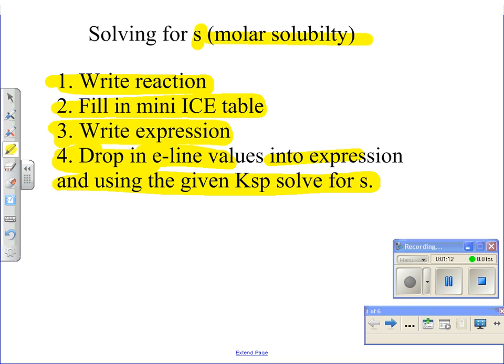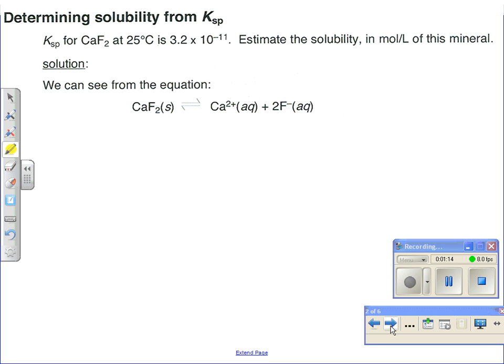So what does a typical problem look like? Here's a typical problem. They want to know what the solubility is. That's going to be S. As soon as you see solubility, you know they're asking us to solve for S. They give us the KSP value. In the previous problems, we were trying to find KSP. Now we're trying to find S, or solubility. Solubility, by the way, is going to be in molarity.